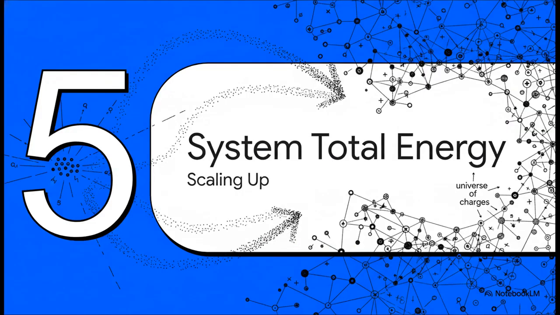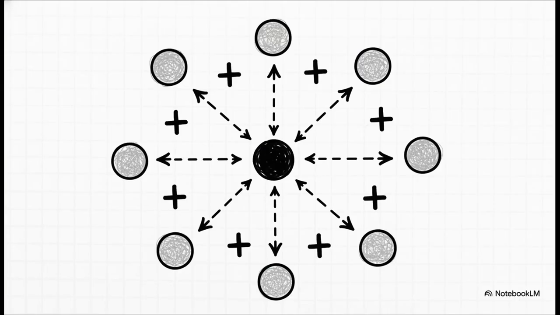Which brings us to our final section, part 5, the system's total energy. It's time to scale up from the micro to the macro level to see how these rules let us build up the energy of a whole universe of charges. Thankfully, the math for complex systems is incredibly forgiving, and that's all thanks to the superposition principle. Because potential is basically just work, and work is a simple scalar number, you don't need to do any crazy, complex vector geometry to find the total potential of a messy system. You literally just calculate the individual potential of every single charge at a specific point and simply add those numbers up. It's just basic addition.